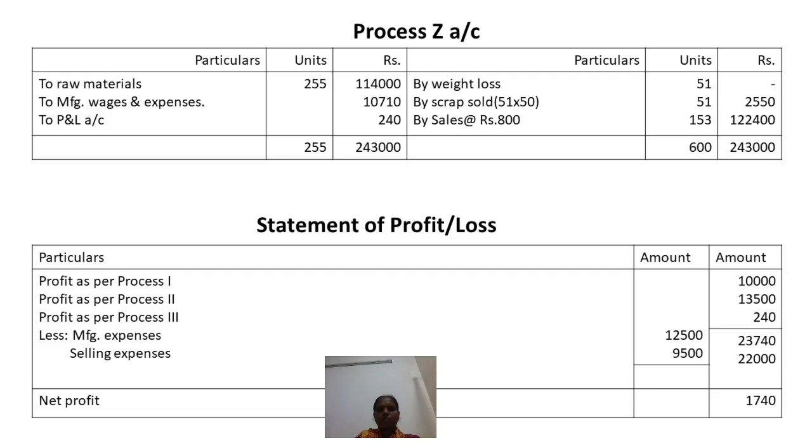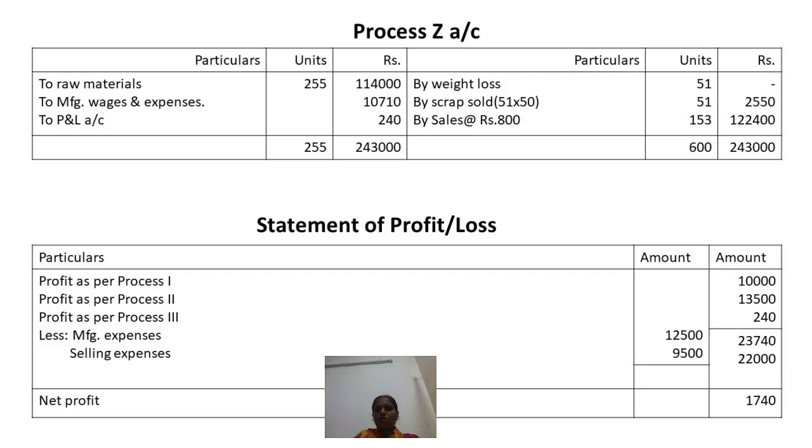So in this problem, previous process, whatever we got out of it, how many units we have got, 255 units. What is the price for that? Transfer price 1,14,000. And expenses, like manufacturing wages and expenses, 10,710. Then weight loss is 51, for that we don't have any value, and then scrap sold is 51 units at the rate of 50 rupees, 2,550. Then sales is rupees 800. How many units are sold? 153 units are getting sold.